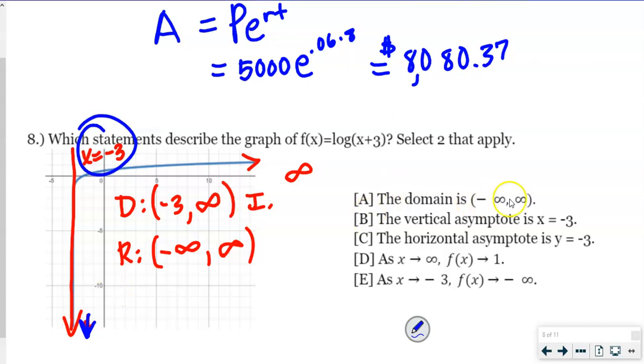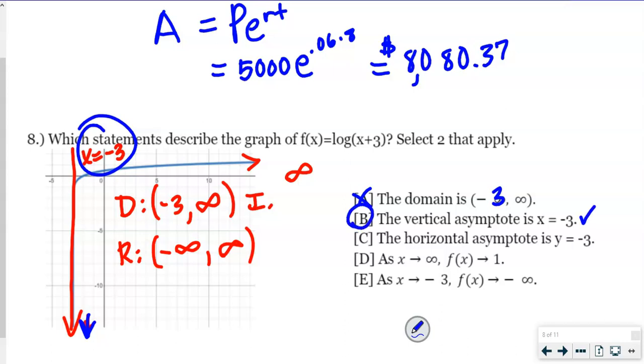So now let's talk about what we have over here. It says we're going to select 2 of these. So the domain is, well, we know that's not true because that's not what we have over here. We have -3 for that, right? So that's definitely not a true answer. The vertical asymptote is x is equal to -3. That is true. So we are going to circle that one.